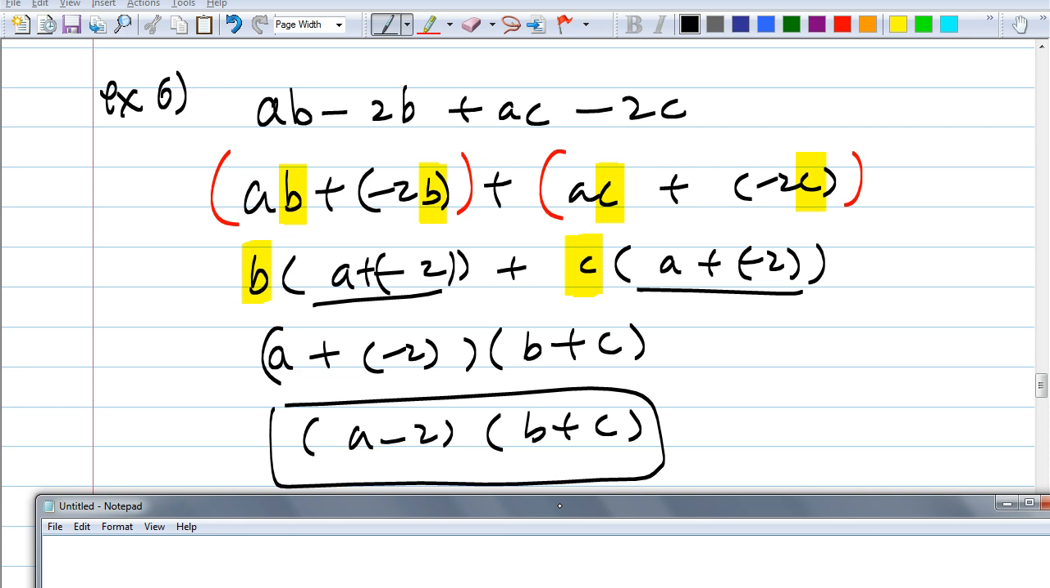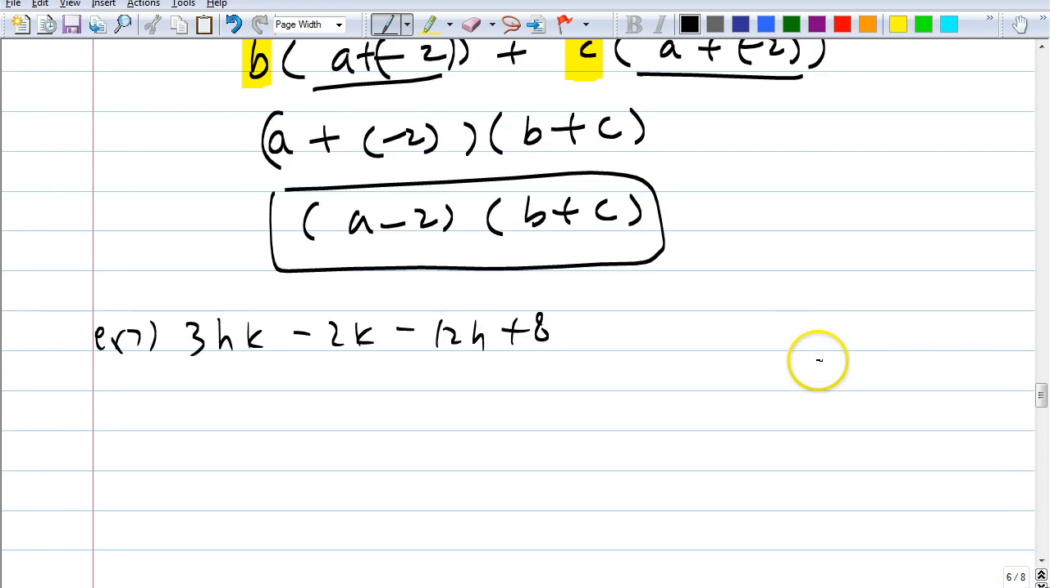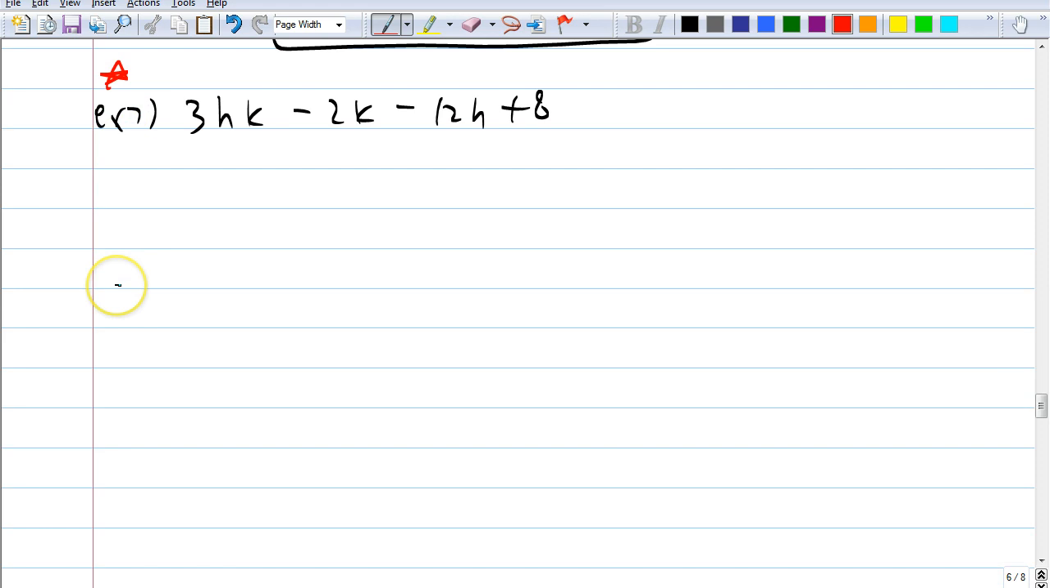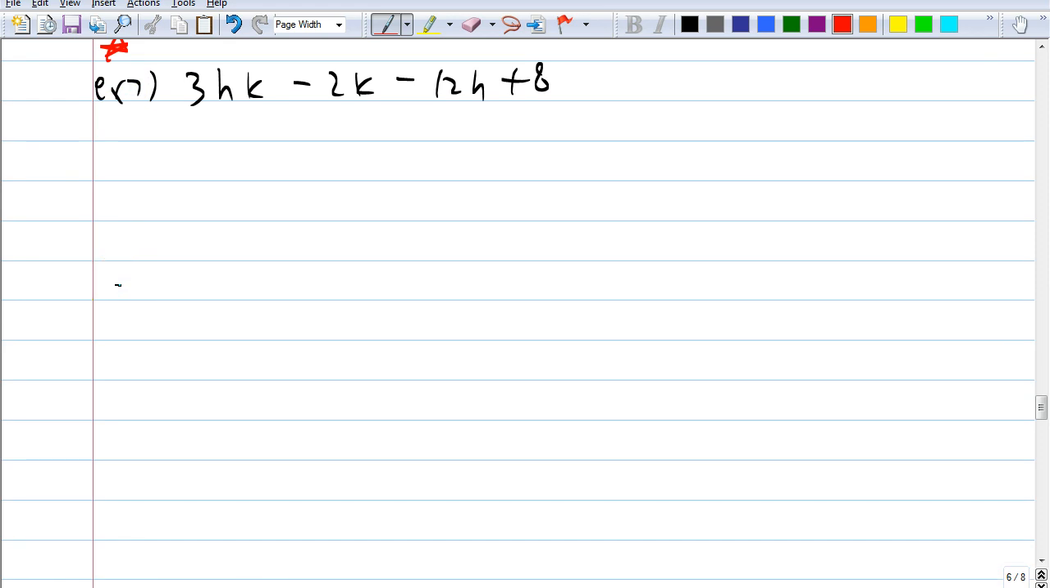Now, let me give you the last one, because this is the one where they get sort of tricky. Watch this. I'm going to put a star on this one, and you will see why I'm telling you to rewrite things in addition. Because some of you say, wait a minute, why do you have to write everything in addition? Try this one here. I'll wait. It says 3hk minus 2k minus 12h plus 8. Guys, I'm telling you to rewrite things in addition first. Okay, did you all hear me? Okay, please do that. Everybody try.